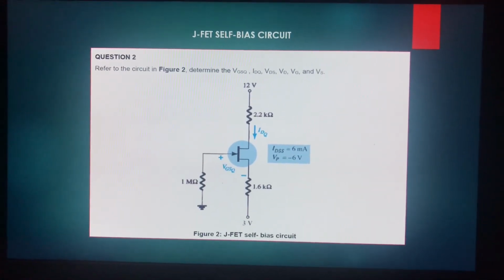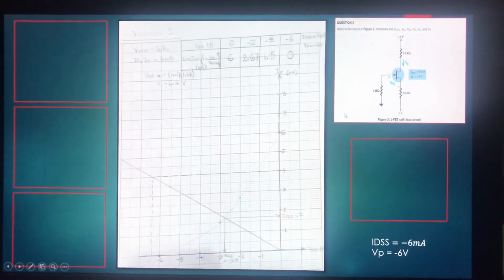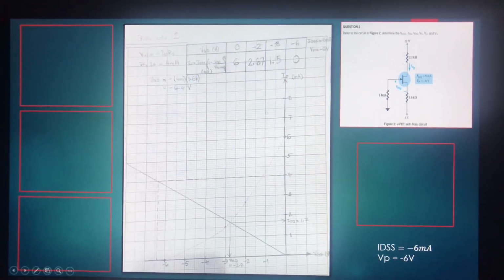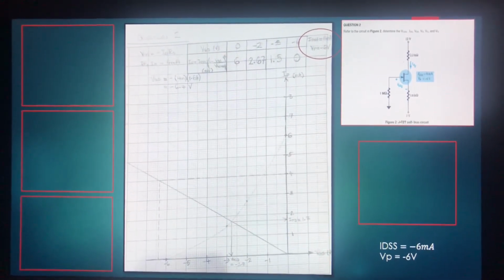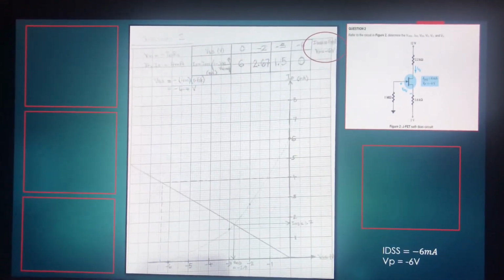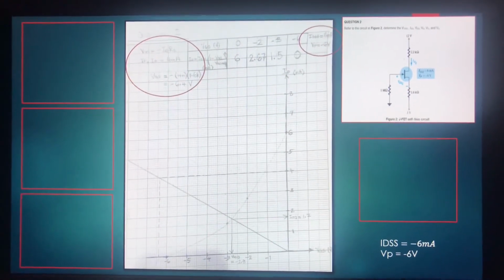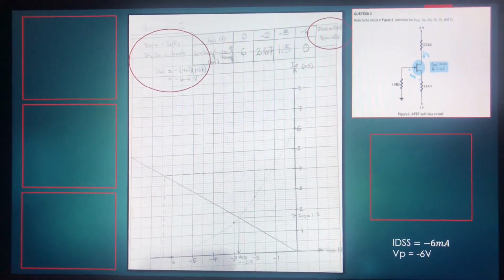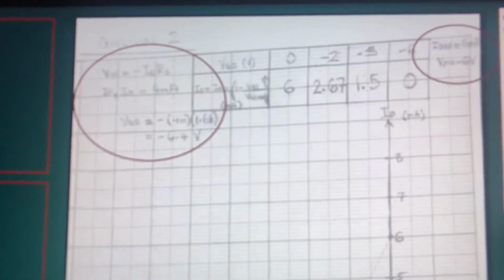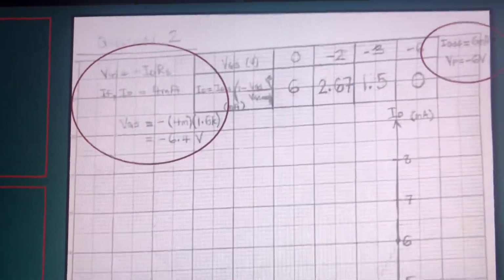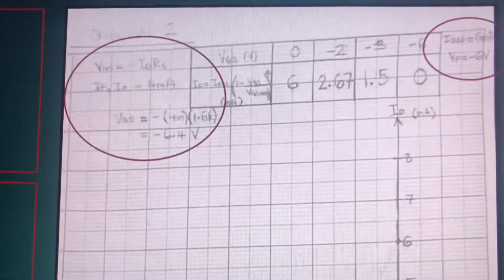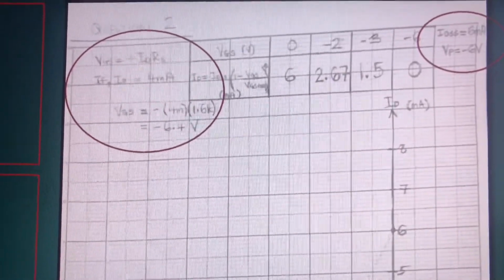So for the first, we need to plot the graph. When we plot the graph, we can know the value IDSS is 6 milliampere, VP is negative 6 volt, and we need to calculate the VGS. So the VGS is negative ID times RS, the formula. If ID is 4 milliampere, we take the formula for the value of ID, we just assume. So we can get the VGS is negative 6.4 volt.